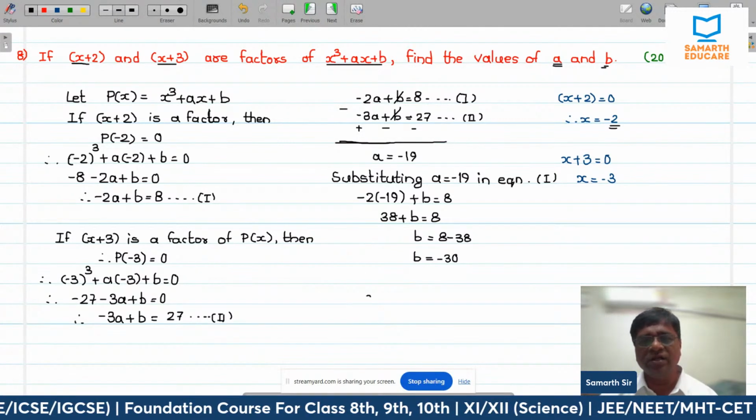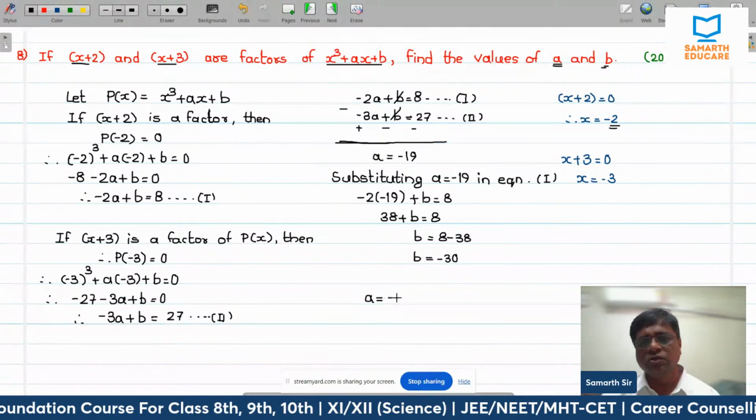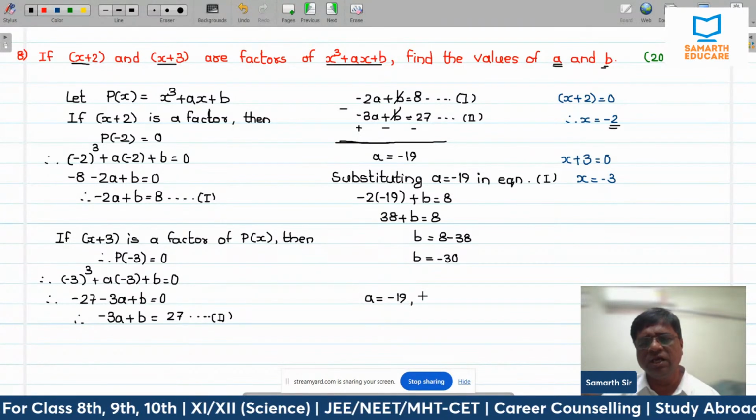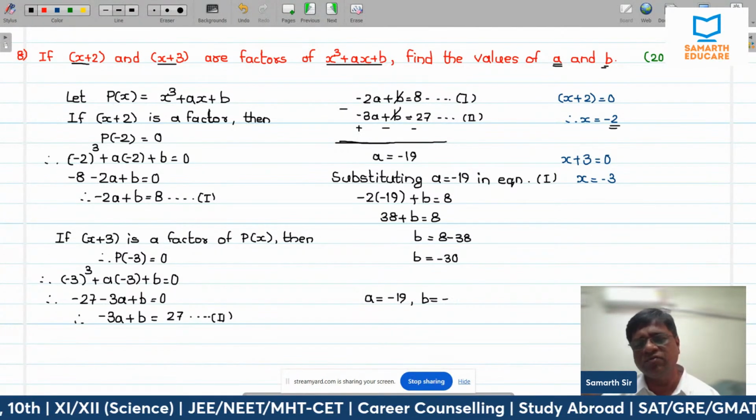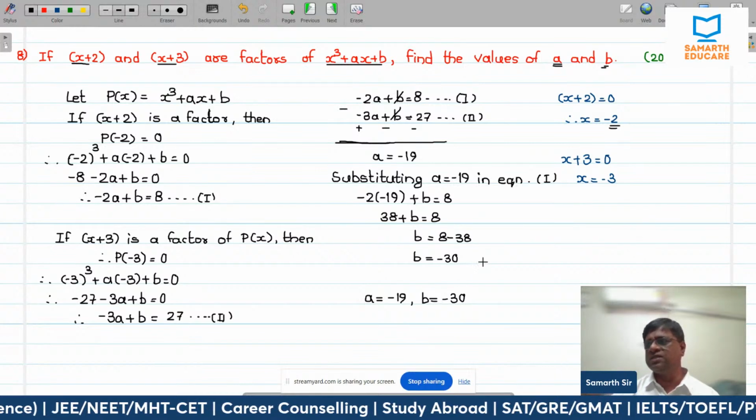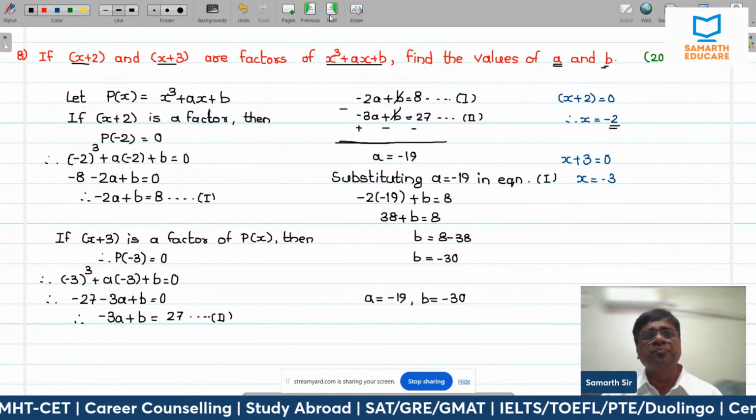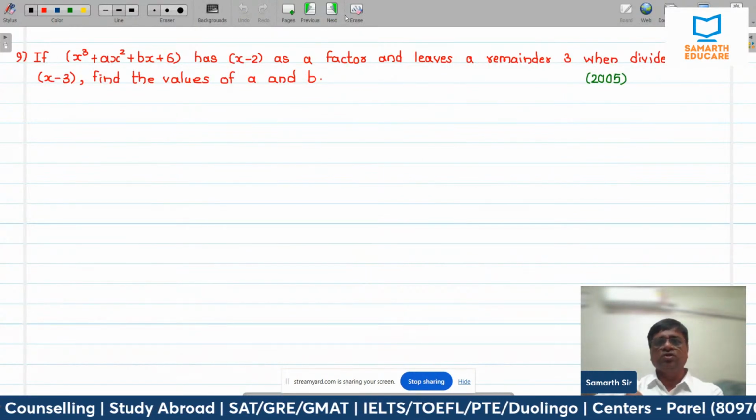You should write the final answer. So a value is minus 19 and b value is minus 30. सिर्फ वो निकाल के छोड़ना नहीं, आपको final answer लिखना है. All right. Let's come to the next question.